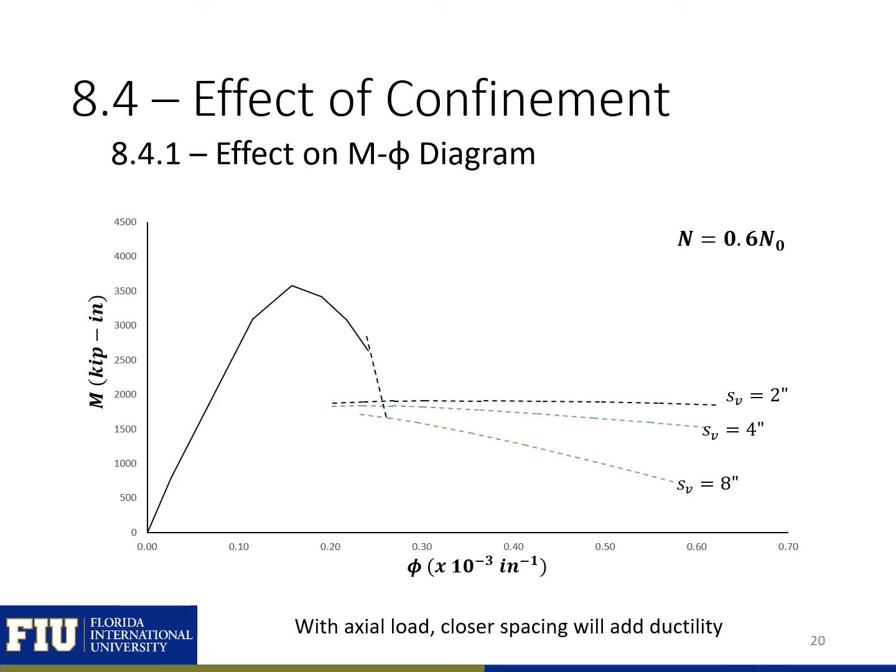Here is the moment curvature diagram for a column with 60% of its pure compression capacity and 3 different spaced ties, so 2, 4, and 8 inches. You can see here that our decreased tie spacing is going to give us more ductility or allow us to maintain capacity with increasing curvatures. So here, unlike the column with no axial load, our tie spacing is going to impact our behavior. And the 2-inch spacing will allow us to maintain capacity with increasing curvature.